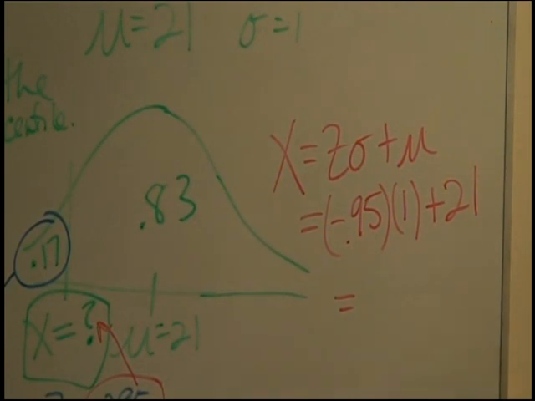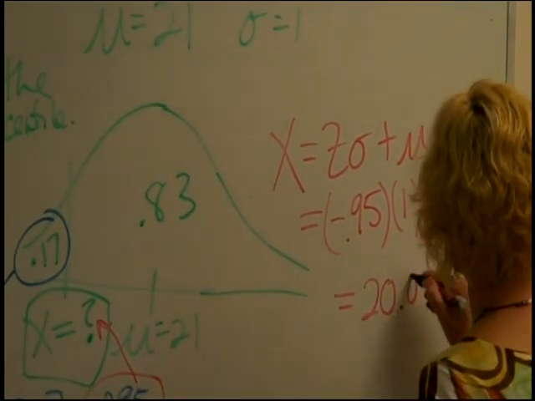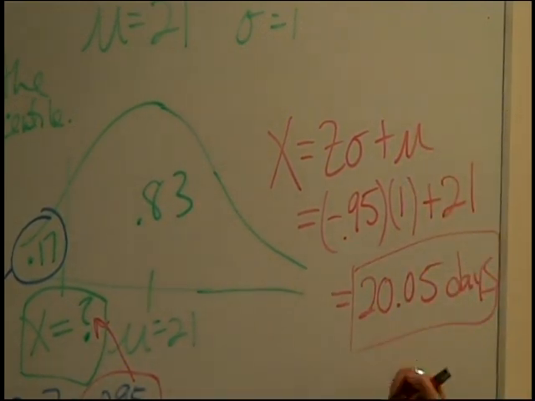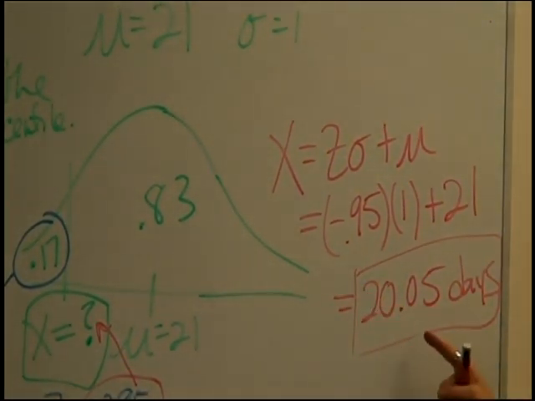20.05? So 17% of the chicken eggs are going to hatch before 20.05 days.